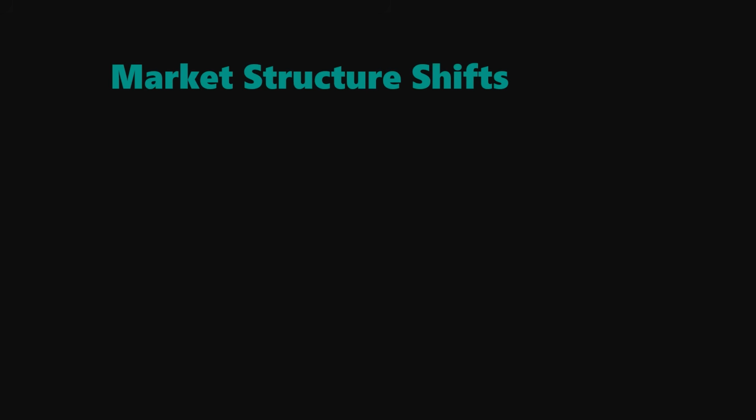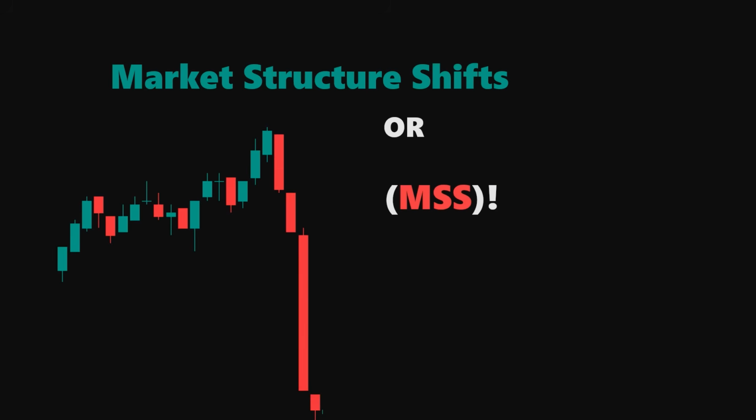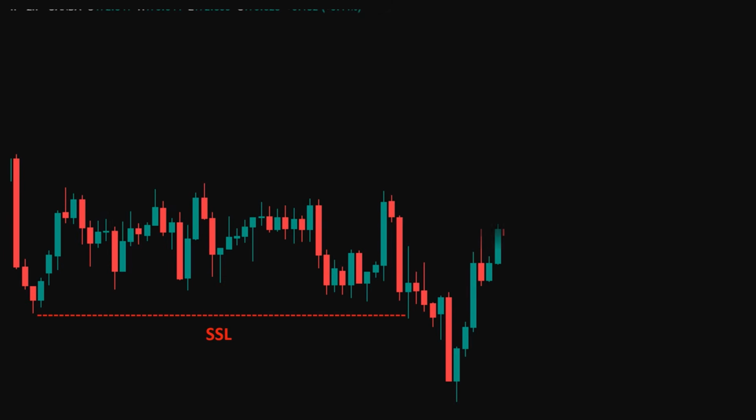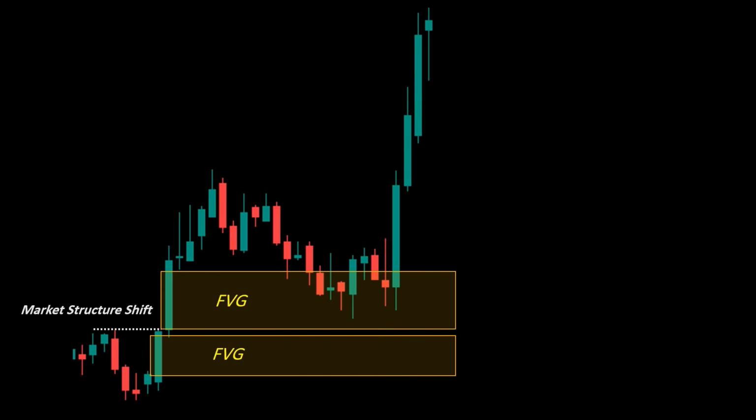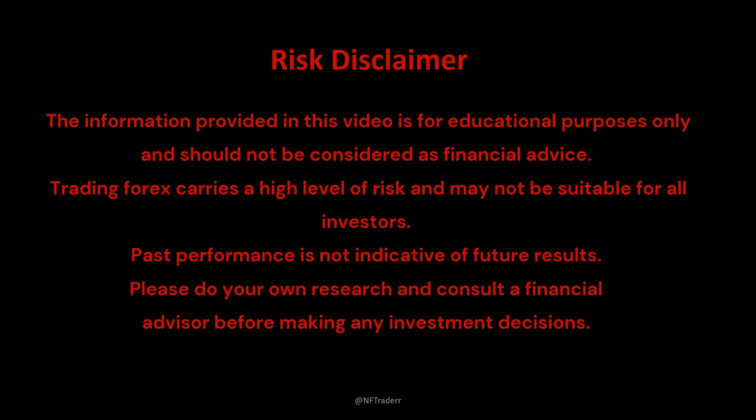In today's video, we're going to talk about market structure shifts, or MSS, a key concept in understanding how trends transition from bullish to bearish, or vice versa. This one concept was a complete game changer in my trading journey. Once I understood this, I was able to filter out so many bad trades. Once you master it, you'll be able to spot trend reversals, time high probability entries, and avoid getting trapped in the wrong direction. So let's jump right into it.